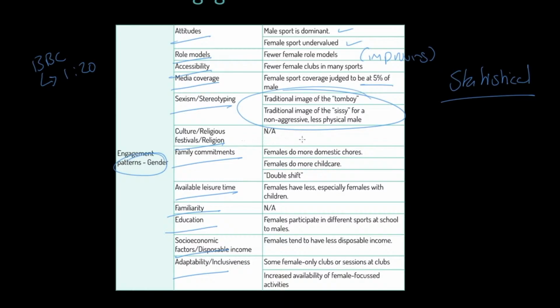Culture, religion, not really applicable in the gender sense. Family commitments. Females do more domestic chores. They do more childcare. We often refer to this as the double shift because they work in the day, and women often do more of the domestic stuff in the evening or the weekends.